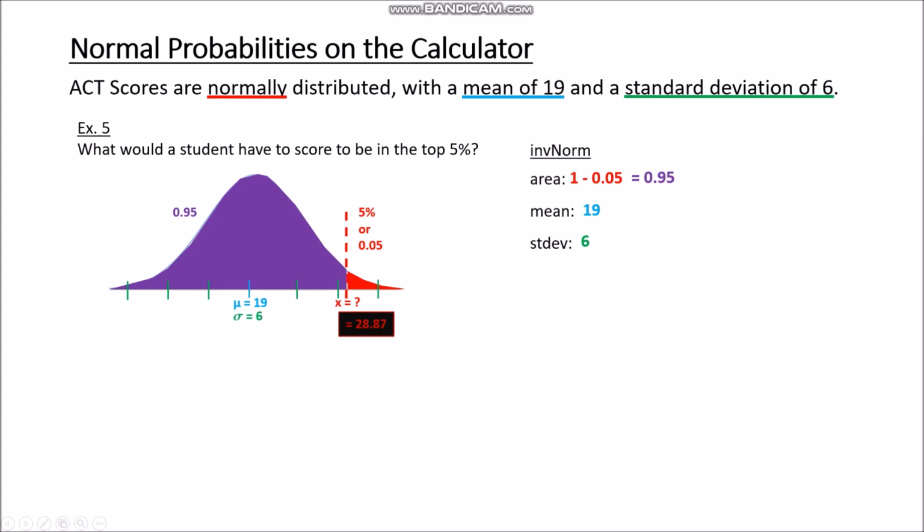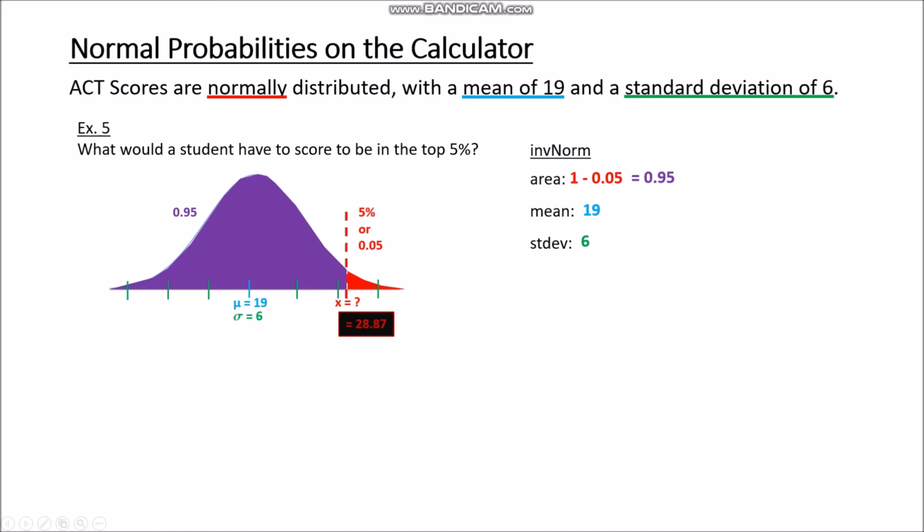Now, if we think about that, you can't really get a 28.87 on the ACT. So this is a situation, do I need to round down or round up? So let's just think, if I rounded down to 28, so if I came down here to 28, that means I'm not actually in the top 5% anymore. I'm actually a little bit below 5%. Maybe I'm at like 6% or something like that. Because if we move to the left, then this top percentage is going to get bigger. So for me to guarantee that I'm in the top 5%, I've got to round up. I've got to move into that interval.